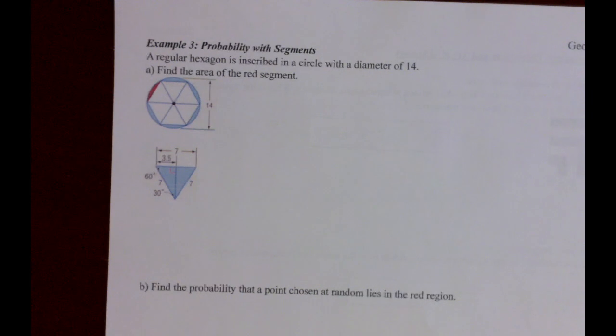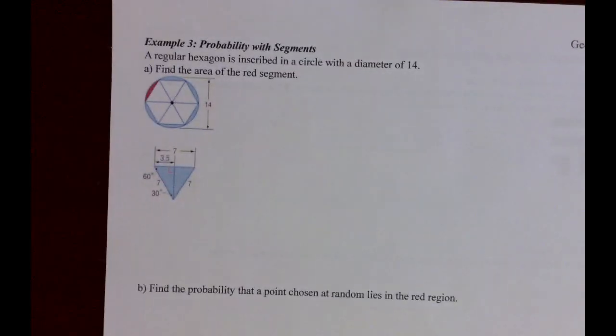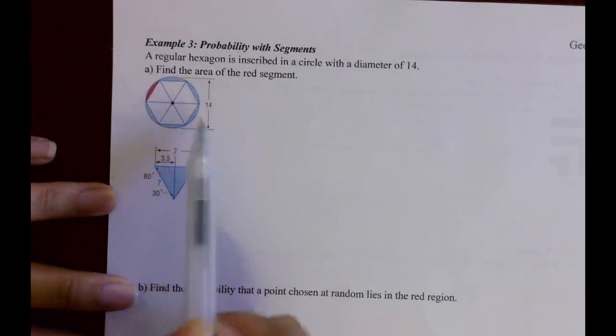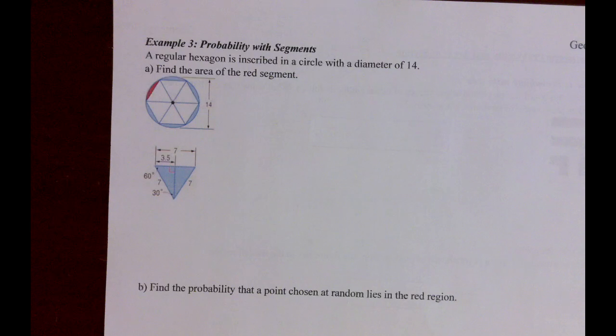So example 3. A regular hexagon is inscribed in a circle with a diameter of 14. So here's the circle, here's the hexagon. Note that the diameter is 14. We want to find the area of the red segment. So if the diameter is 14, the radius is going to be 7.